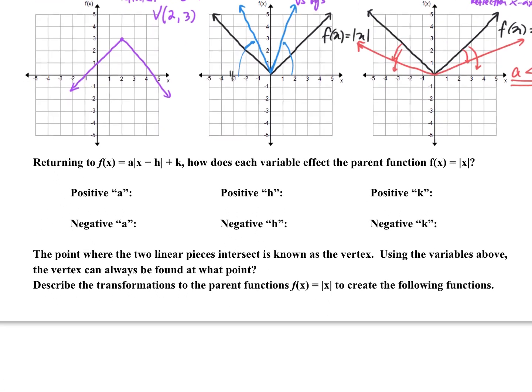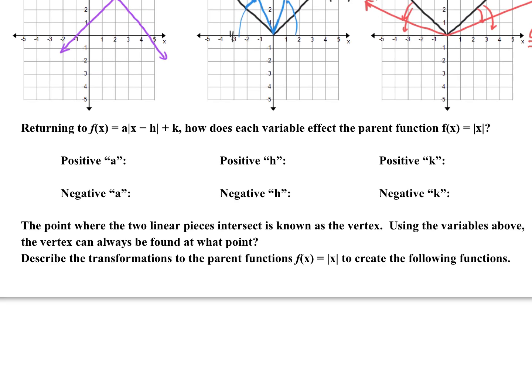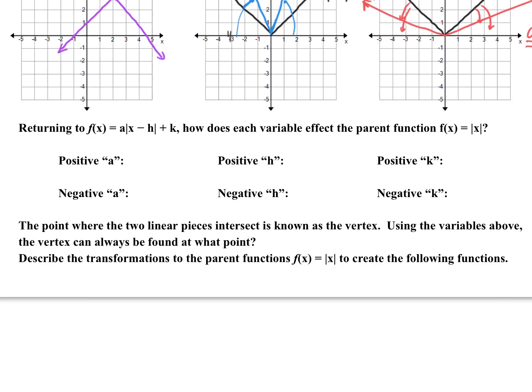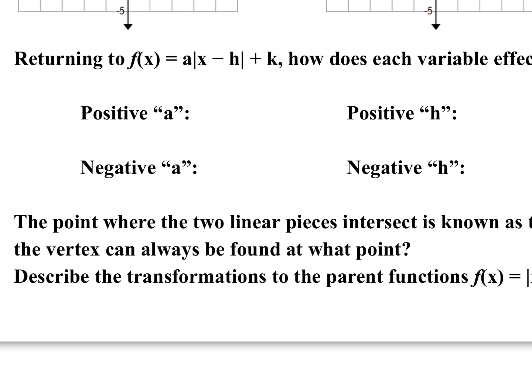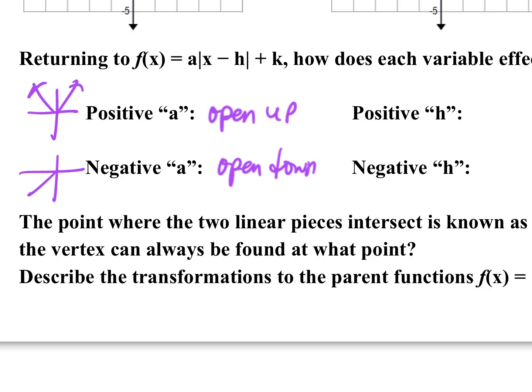Okay, so returning to f of x is equal to a times the absolute value of x minus h, plus k, how does each variable affect the parent function f of x equal to the absolute value of x? When a is positive, what will happen? When a is positive, it's going to open up. It goes this way. When a is negative, it's going to open down. It goes this way.